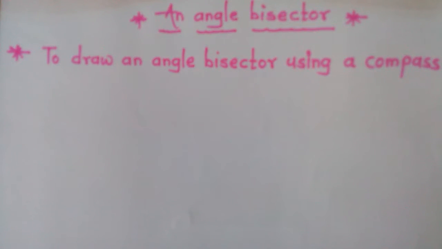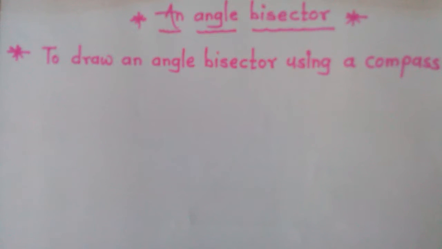In the last lecture, we learned about types of angles. Today we are going to learn about the angle bisector. Bisector means what? Angle bisector means we have to divide the given angle into two equal parts. The angle divided into two equal parts is said to be the bisector of the angle.